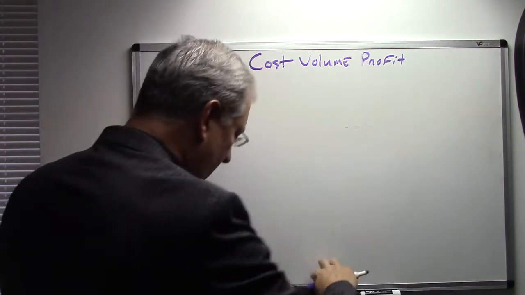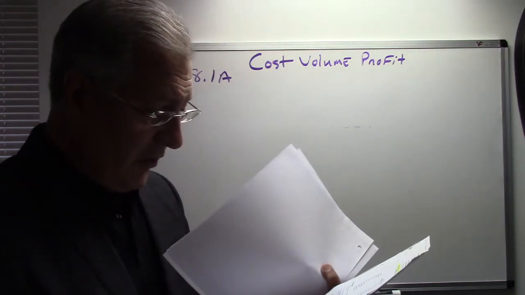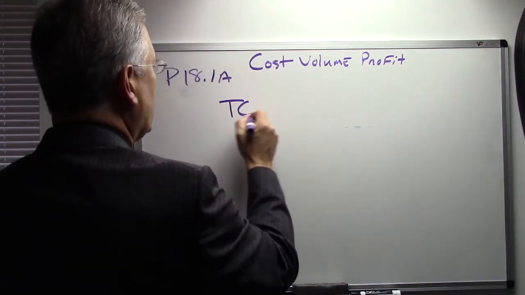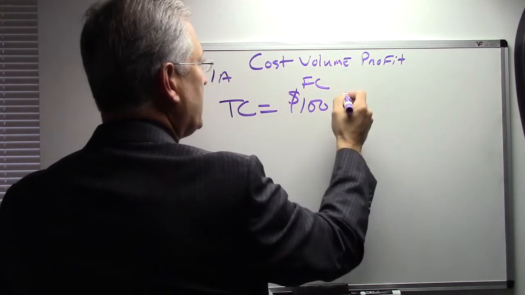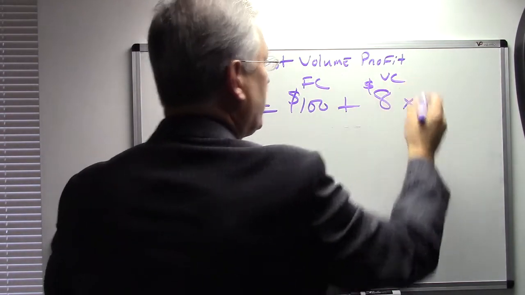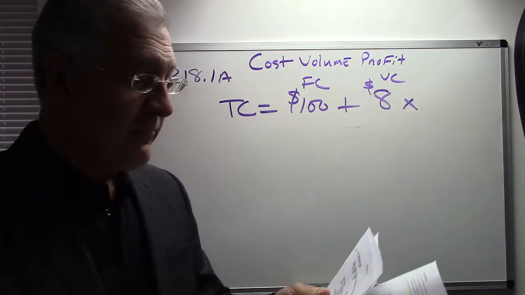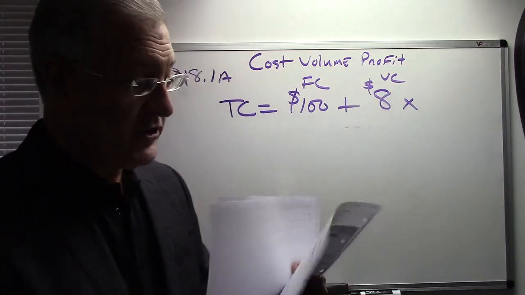So they are then asking for you to come up with a cost formula. And that cost formula to predict is total cost equals fixed cost plus the variable cost. Fixed cost is $100 per month, and the variable cost is $8 per machine hour.